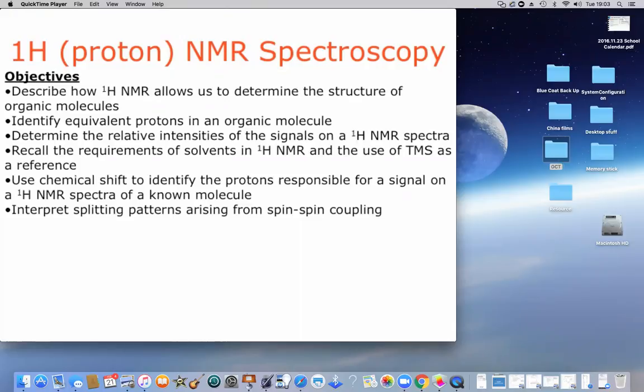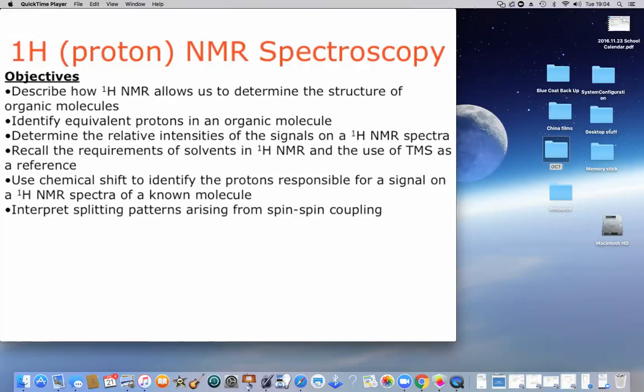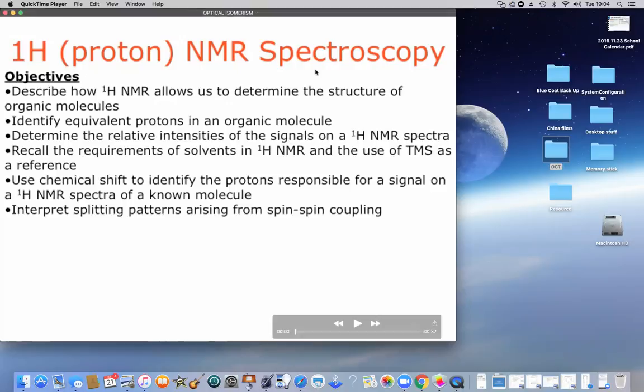This is what we're going to have a look at today. We're going to look at how we use proton NMR to determine the structure of molecules. A vital facet of that is being able to identify equivalent protons. We'll look at the relative intensities, the importance of the solvent and use of TMS, how chemical shift is used to help identify proton environments, and the splitting patterns as well. So here we go.